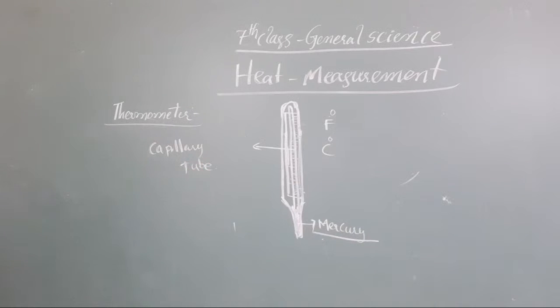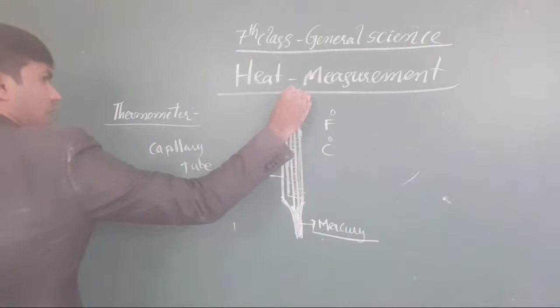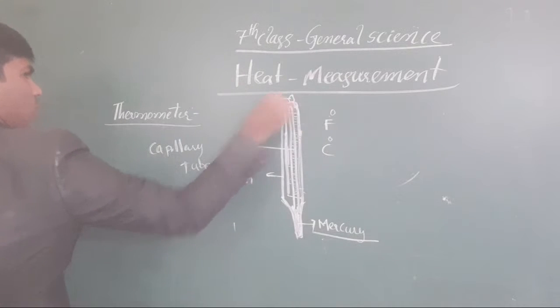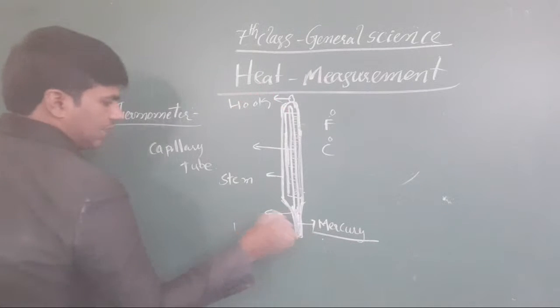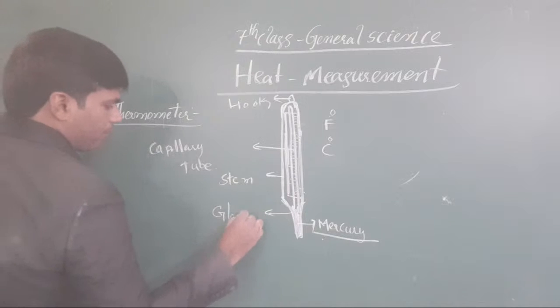And as well, this one is called the stem. For handling these things we have one hook, it is also there. Okay, clear or not, all of you? It contains a glass bulb.